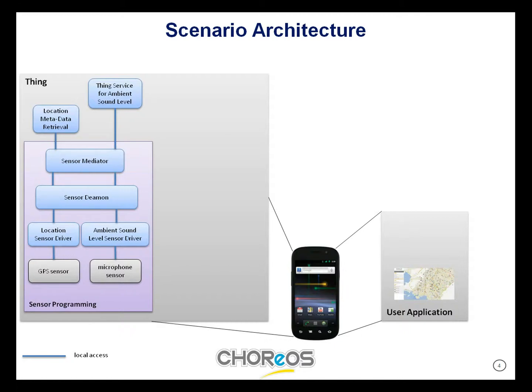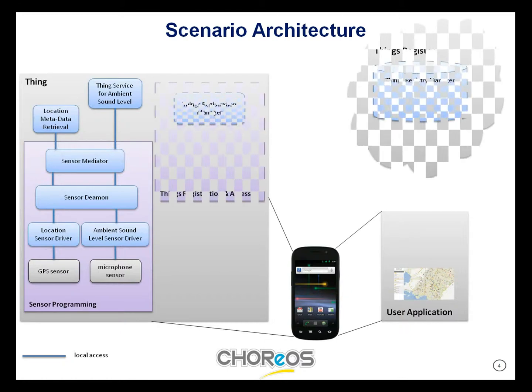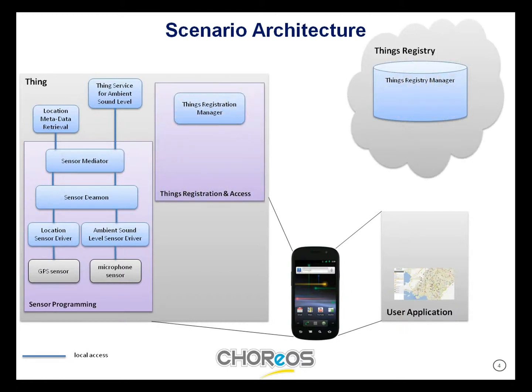The CHOREOS middleware allows registration, lookup, and access to such thing services. Specifically, phones register themselves and their thing services with the things registry, which is accessible on the internet and potentially hosted by a cloud infrastructure. Among different metadata about themselves and their services, phones register their location.